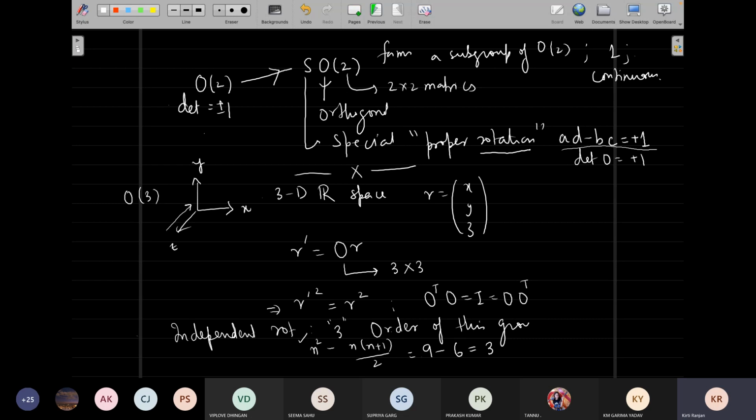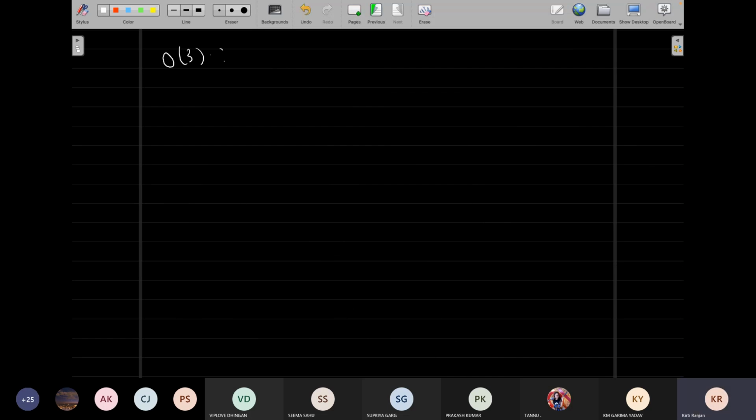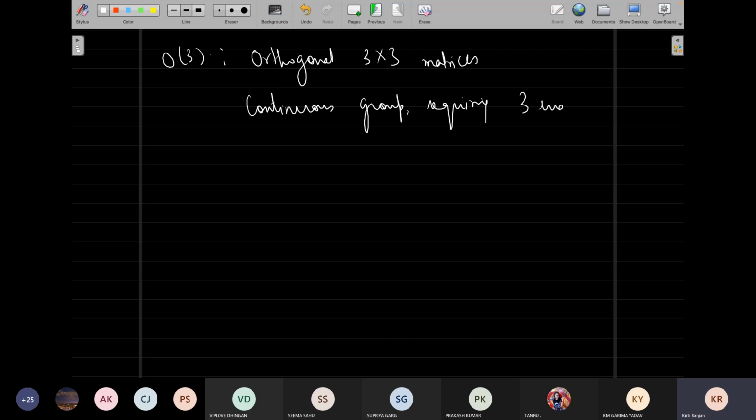So one can think about it from the rotation side, which is the physical one. Another way is to find out the number of independent terms in orthogonal matrices, which will turn out to be 3. So the orthogonal group O3 is nothing but what? Let me write down a few things and then you can ask. So O3 will be orthogonal 3 cross 3 matrices, a continuous group requiring 3 independent parameters, and hence we define the order of this group to be 3.